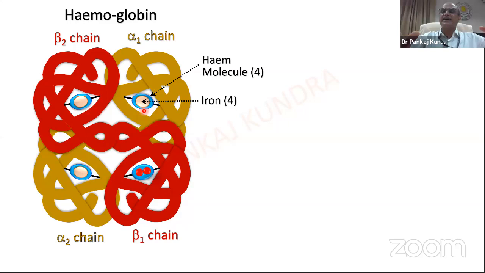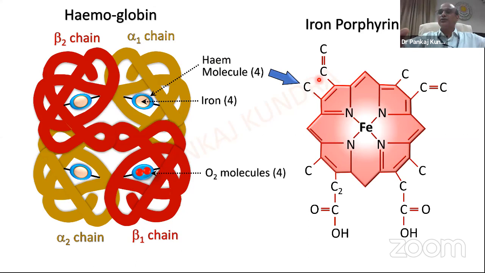So if there are 4 heme molecules, there will be 4 iron molecules. And if there are 4 iron molecules, 4 molecules of oxygen will be attached, one on each of them. So that is how the hemoglobin attaches oxygen to the iron which is present. And this is the iron in the porphyrin ring, which you look at from the heme molecule. This is one iron which combines with the oxygen.